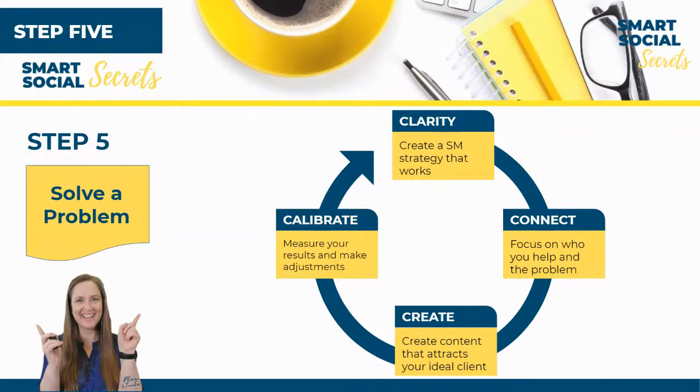And so this is something that I sell to my clients now as a process that we go through with them for every single engagement. And then we connect with your audience. We focus on who you help and solve their problems. Then we create that content that attracts your ideal client. And then we calibrate and measure your results and make adjustments and start again on creating that strategy, or adjusting the strategy and moving around the circle.